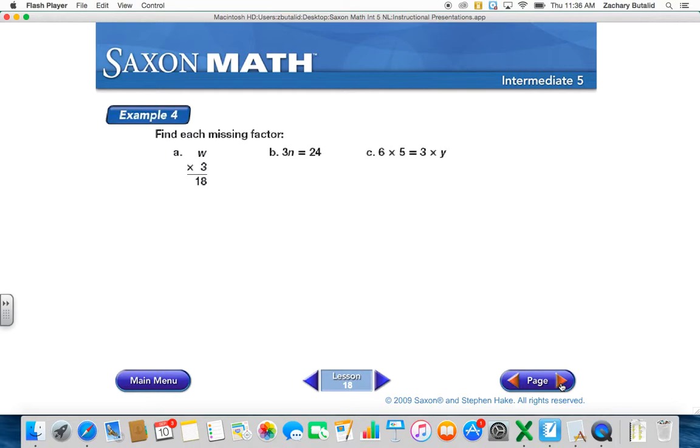If you look at the last example, 3 times 8. I'm sorry, it's 3 times 8 equals 24. I think I just said 4. Mr. B just corrected me. Then if you do 6 times 5 equals 3 times y, you need to figure out what 6 times 5 is, which is 30. If you have 30 equals 3 times y, 3 times what is going to give you the same answer as 30? That would be 10. So 3 times 10 would equal 30, and 6 times 5 equals 30.